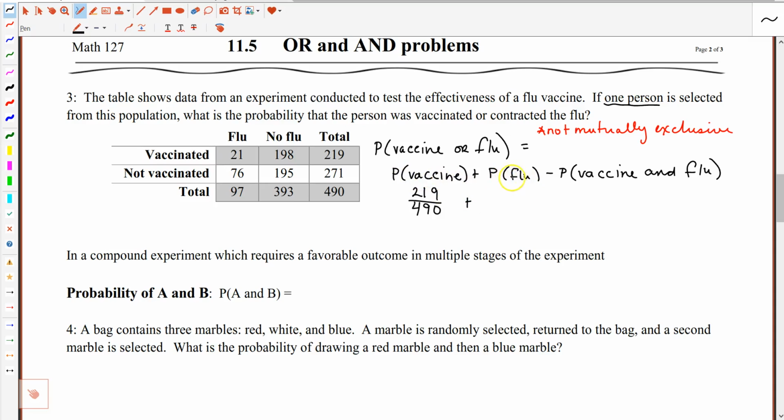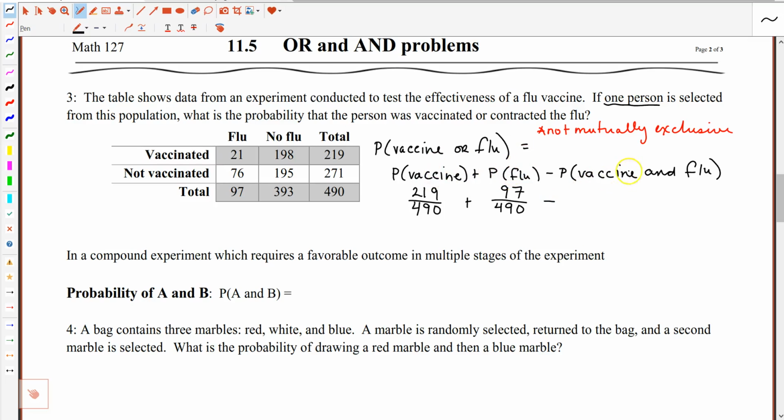What's the probability that the person got the flu? Out of the 490 people total, how many of them got the flu? I'm going to look down this column. 97 people got the flu. For these ones, I'm just looking for the person satisfying the singleton action.